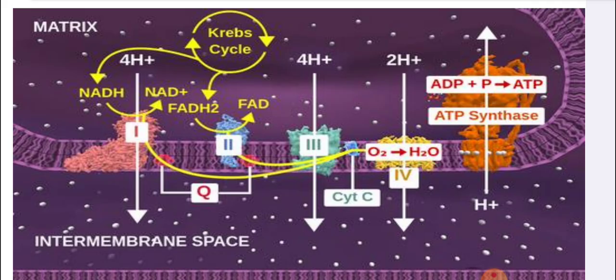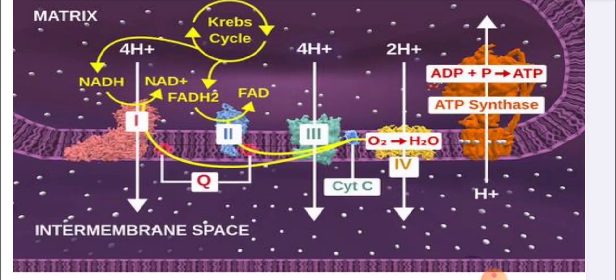Then, complex 3 passes the electrons one at a time to another mobile carrier, a small protein called cytochrome c. And cytochrome c takes them to the final complex, to the end of the line. Complex 4, also known as cytochrome c oxidase. And this is where oxygen finally comes into play, the whole reason we breathe. This is it. Complex 4 accepts the electrons from cytochrome c.